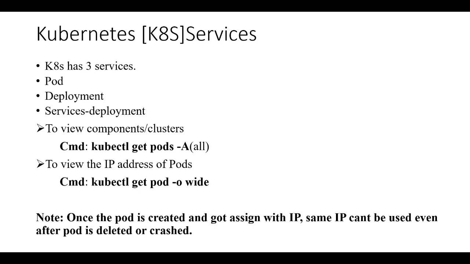To view the components of the cluster, we use the command kubectl get pods -A, where A means all. And also to view the IP addresses of pods, we use kubectl get pod -o wide. When we use this command, we can see the IP addresses of the pods and what IP addresses are created.